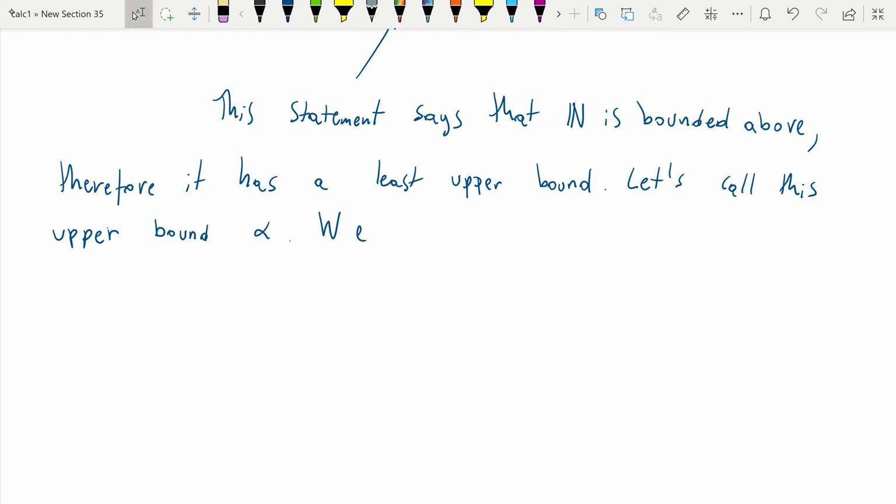So we know that there is some n in N such that n is less than alpha minus 1. No, I'm sorry, that n is bigger than alpha minus 1. Alpha minus 1 is smaller than n.